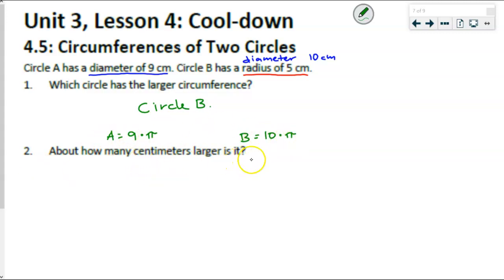How many centimeters larger is it? Let's see. B is 10 pi centimeters. If I want to know how much larger it is than circle A, we're going to do subtraction to figure that out. 10 pi minus 9 pi. You might think, I don't know how to do that, but it's really no different than saying 10 whole Thanksgiving pies take away 9 whole Thanksgiving pies is equal to 1 whole Thanksgiving pie, or simply pi. The units are the same. It's pi. 10 pi minus 9 pi is equal to pi. So how many centimeters larger is it? It's pi centimeters larger.